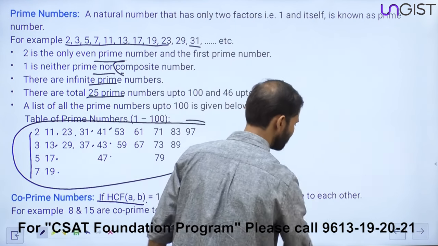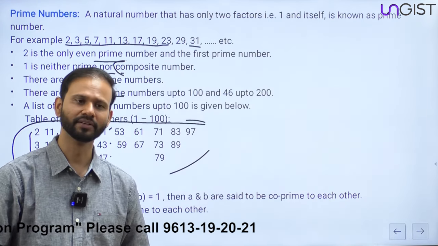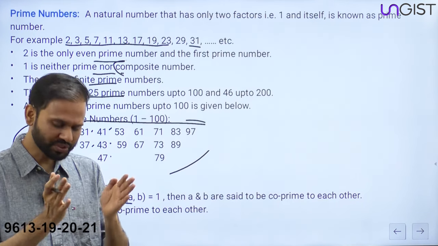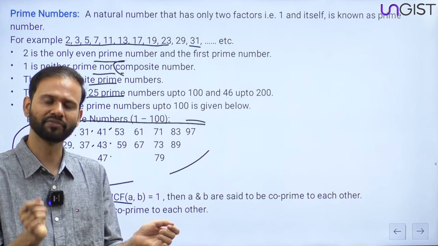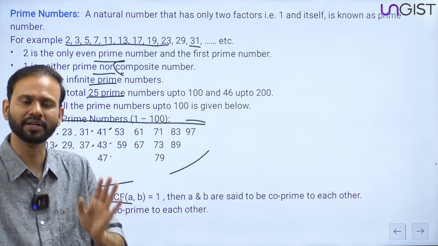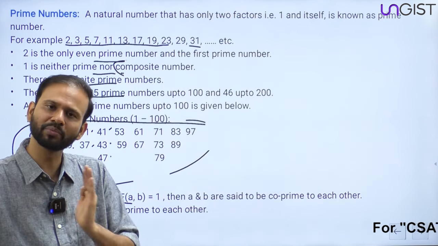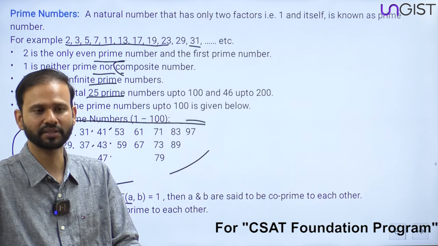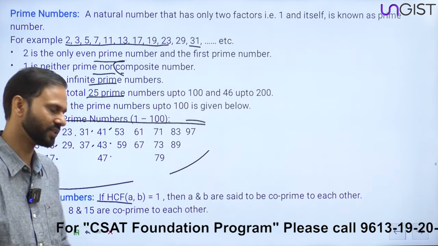Co-prime numbers means what? Relatively prime. This is sometimes also called relative prime, right? So relatively prime means what? Two numbers such that there is nothing common between them. If the HCF of two numbers is 1, it means nothing is common between them. I repeat, if the HCF of two numbers is 1, they are said to be co-prime to each other, right?